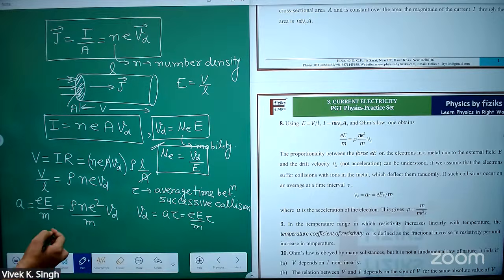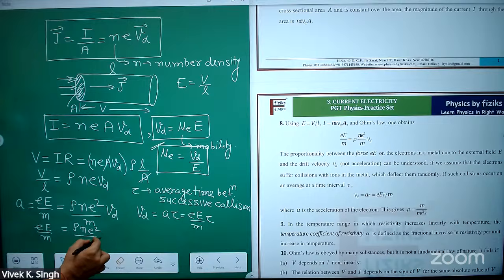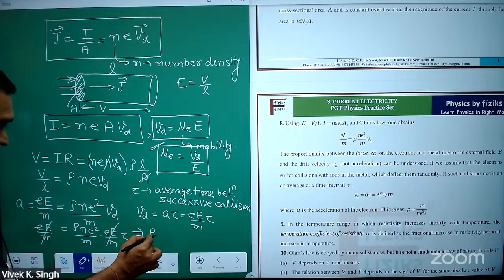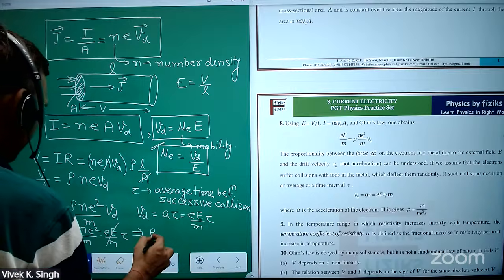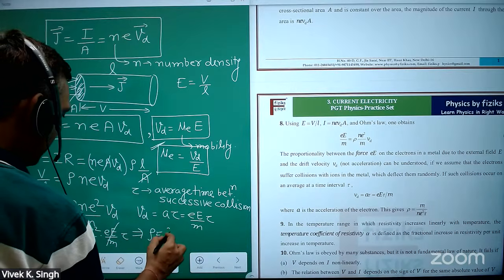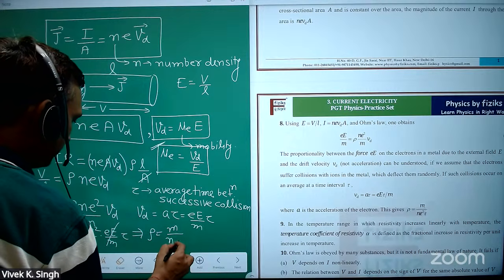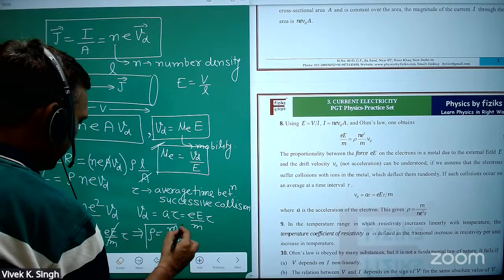If you substitute this value, E is rho ne square by m into vd, and vd is eE by m into tau. So this will cancel out, and then rho is given by m by ne square tau. This will be the resistivity.